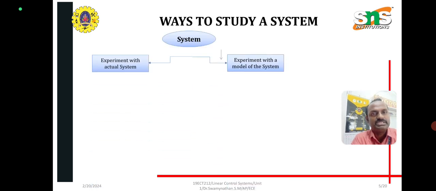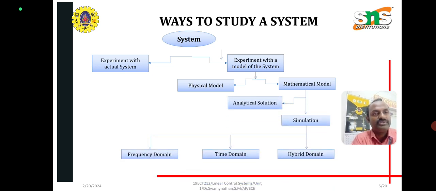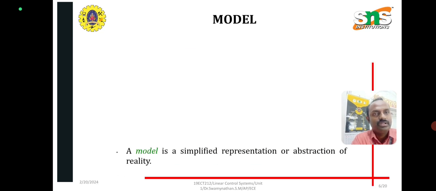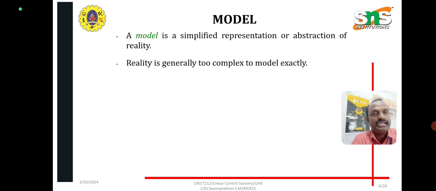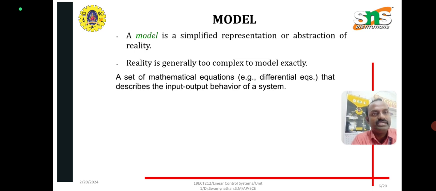Ways to study a system: experiment on the actual system, or modeling of the system, which is divided into two, physical and mathematical model. The mathematical model is again divided into simulation-based and analytical solution. Simulation means frequency, time, and hybrid domain. A model is a simplified representation, an abstraction of reality. Reality is generally too complex to model exactly. A model is a set of mathematical equations that describes the input-output behavior of the system.